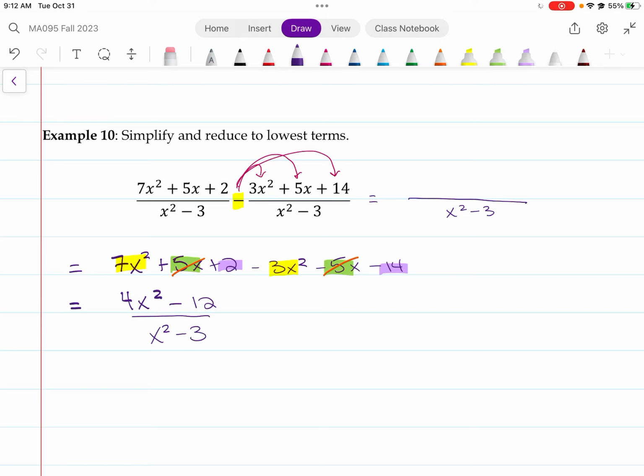So if you got that far, great. Well, you're not done. So see what else you can do with that. Pause the video if you didn't continue on from here, because that is not the answer. You need to simplify it. So take out the greatest common factor of the top.